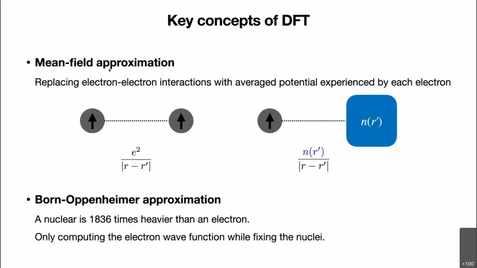And the second one is the Born-Oppenheimer approximation. You guys already know this concept. Since the nucleus is about 2,000 times heavier than the electron, we kind of ignore the nuclear movement and just consider the electron movement while fixing the position of the nuclei.